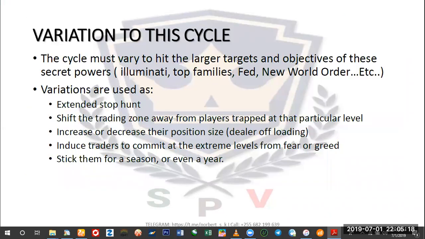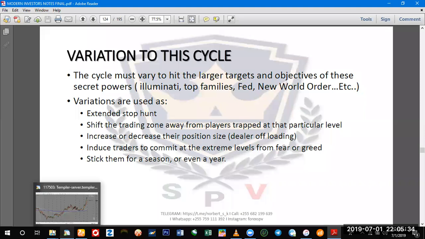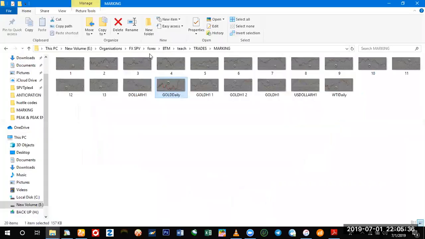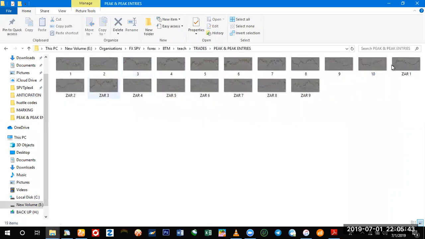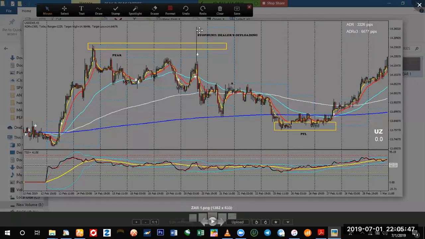Another thing is that the variation may be used by the dealer to increase or decrease their position size. That's called dealer offloading. I have an example here on the markings. USD ZAR. See this. This is called dealers offloading.